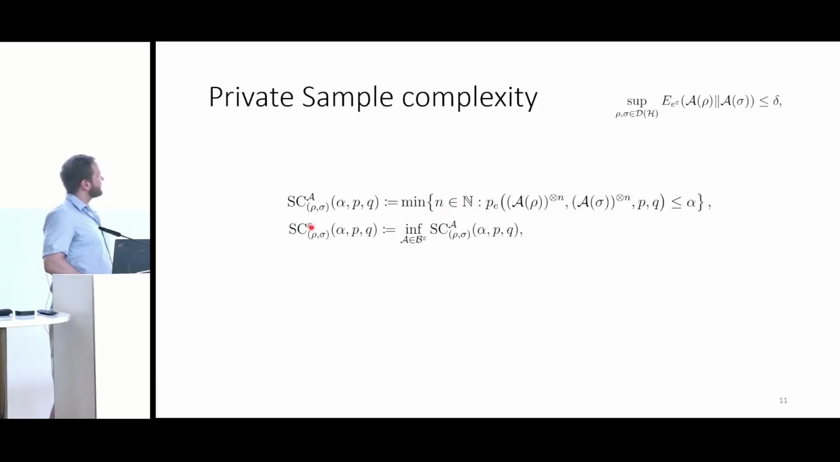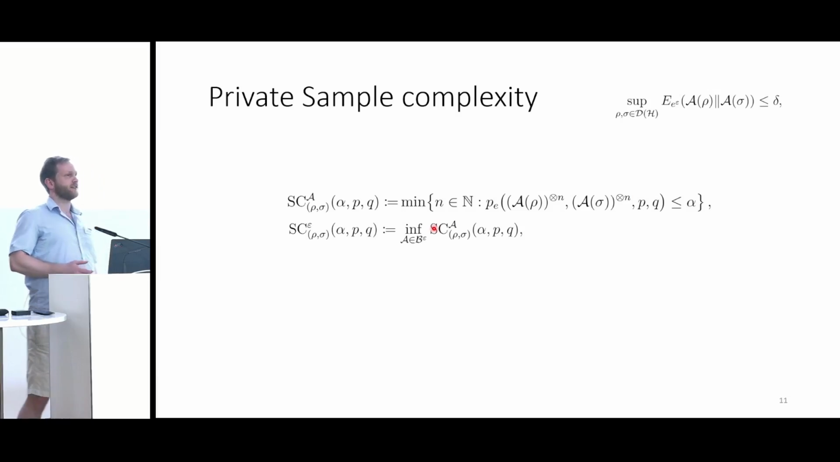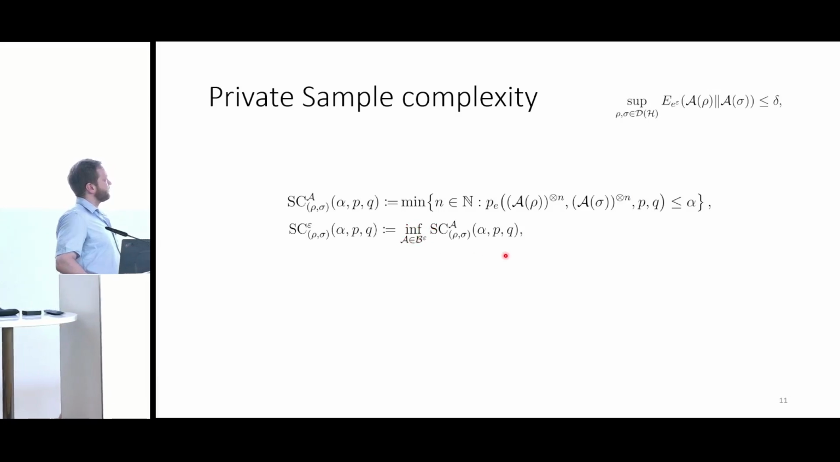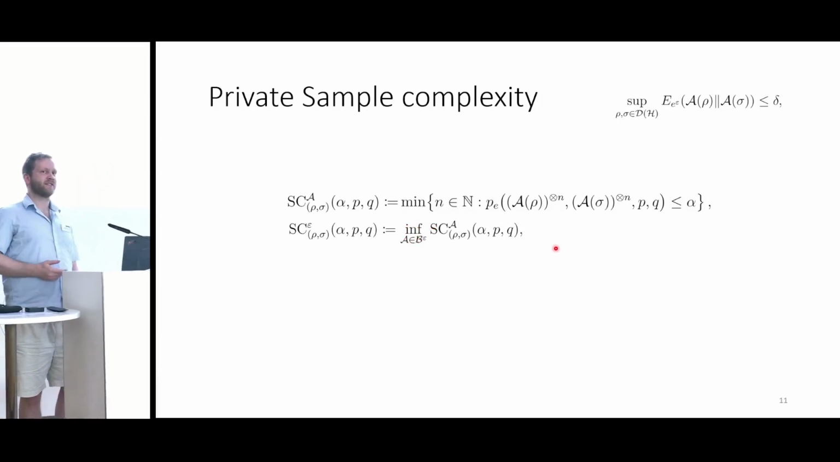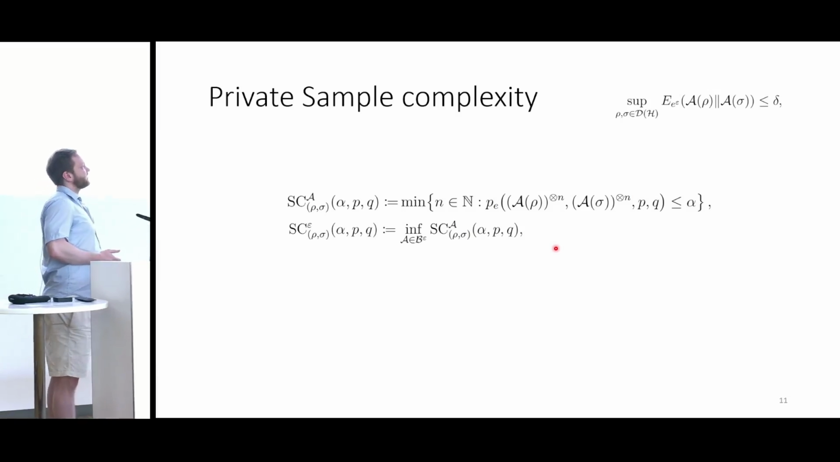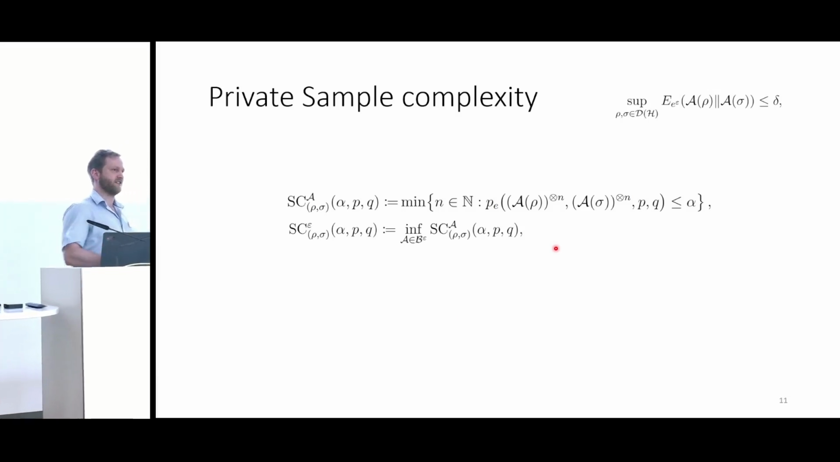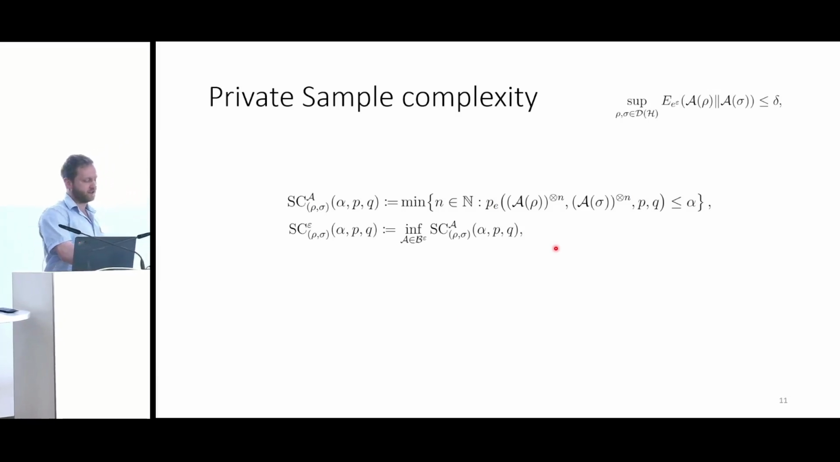Now, if I want to find the sample complexity under differential privacy, I take all channels that give you differential privacy, and I take the smallest sample complexity, so the best case scenario under all these differentially private maps. Okay? And I want to compare this to the usual sample complexity and see how much worse my results get if I demand this differential privacy criterion.